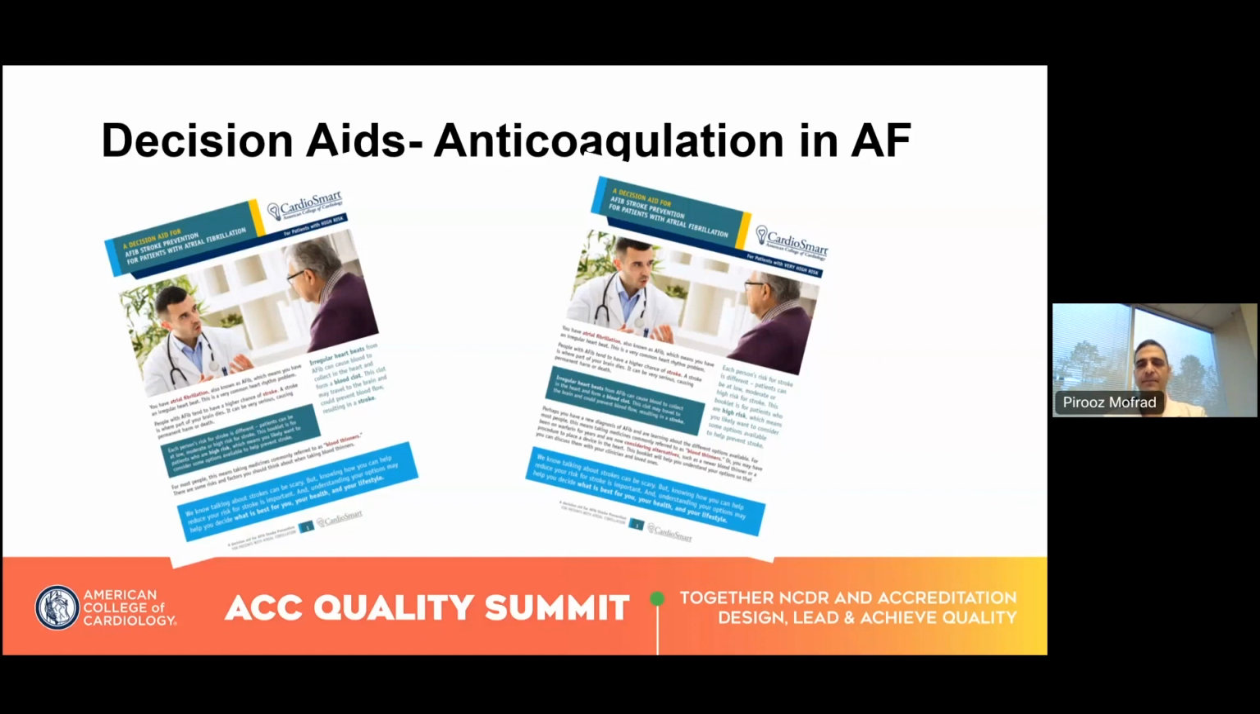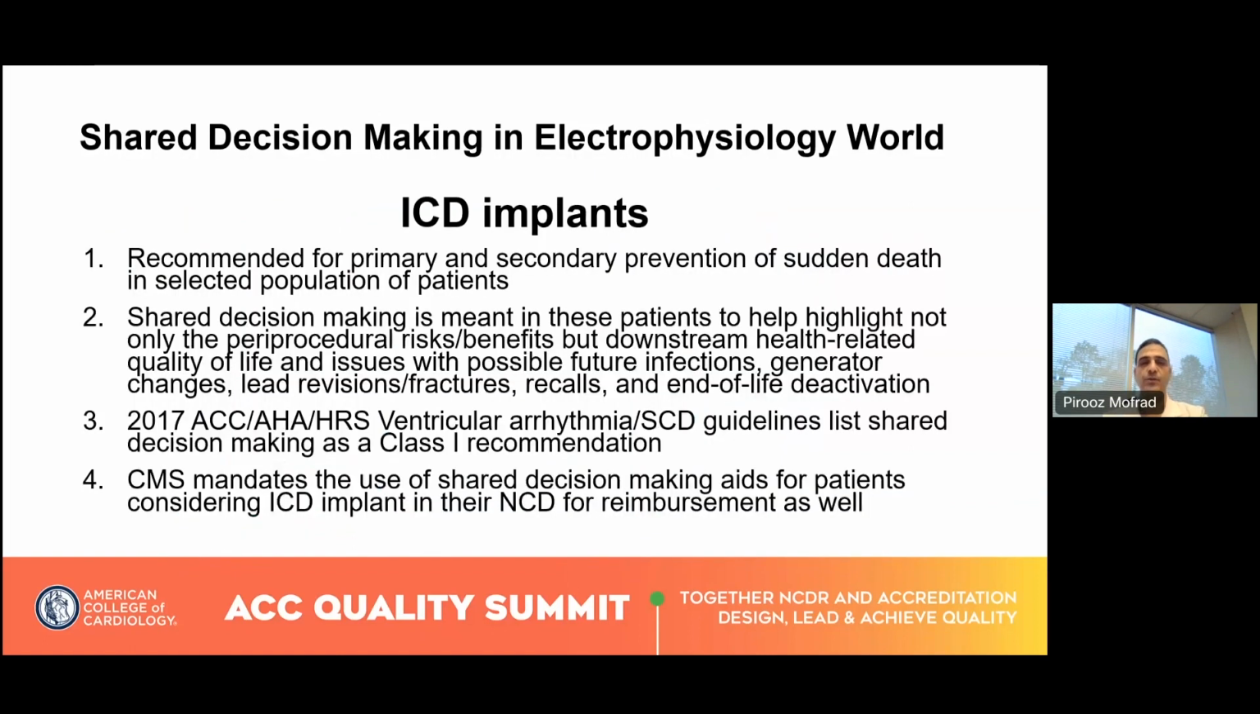And then they can come back, write down their questions, and talk to the physicians or physician extenders more regarding their decision. And what it's actually shown is that long-term patients are more satisfied with their decision about whether to start anticoagulation or not. So a little bit specifically about certain procedures.